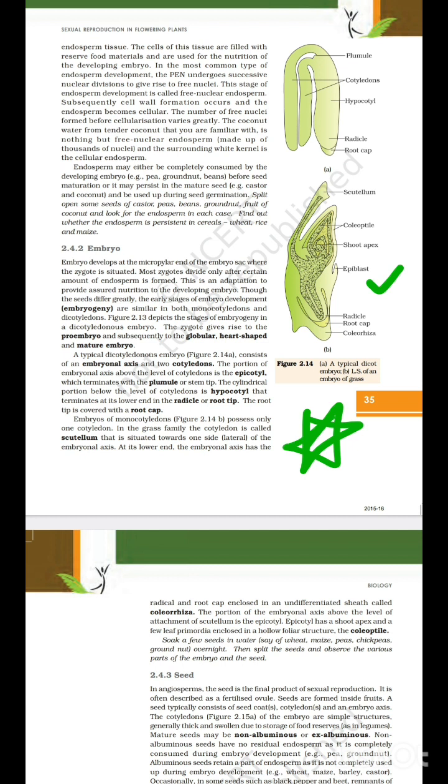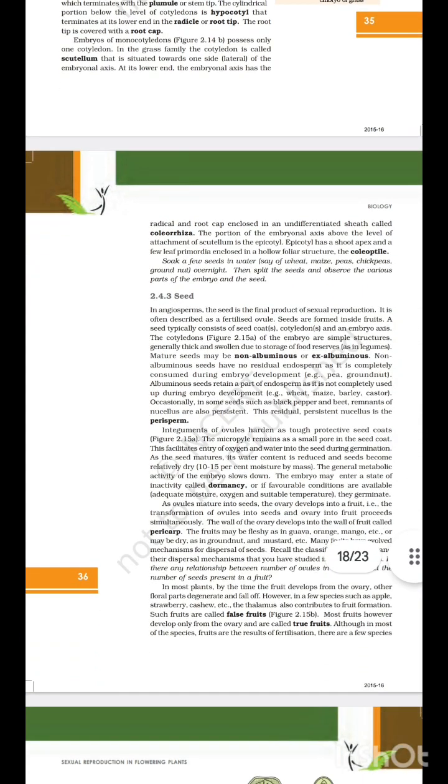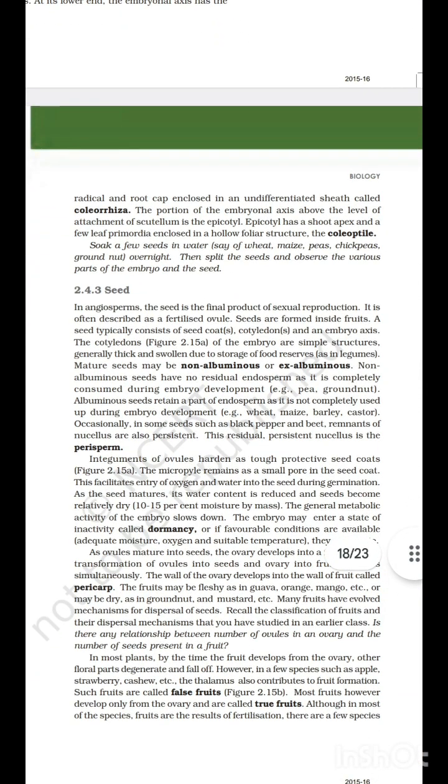It is a very important point, that is situated towards one side laterally of the embryonal axis. At its lower end, the embryonal axis has the radicle and root cap enclosed in an undifferentiated sheath called coleorhiza. The portion of embryonal axis above the attachment of scutellum is called epicotyl. Epicotyl has shoot apex and leaf primordia enclosed in a hollow foliar structure called coleoptile. So, this is the structure of monocot and dicot embryo.